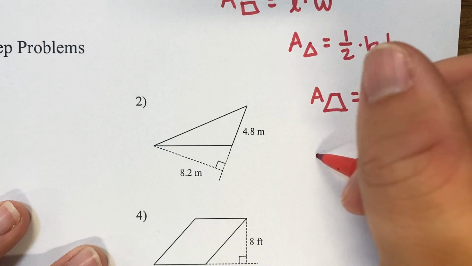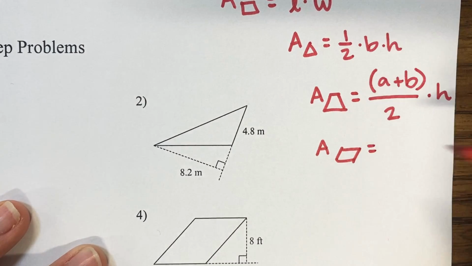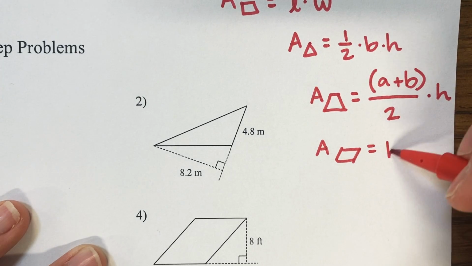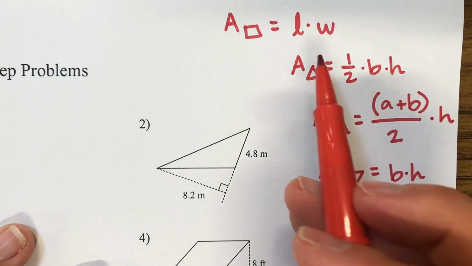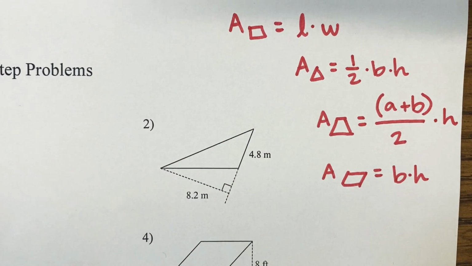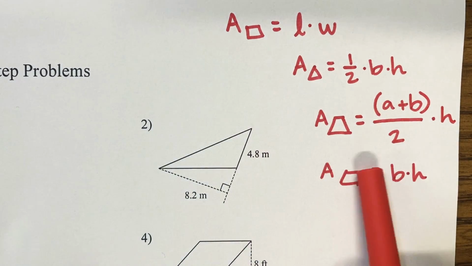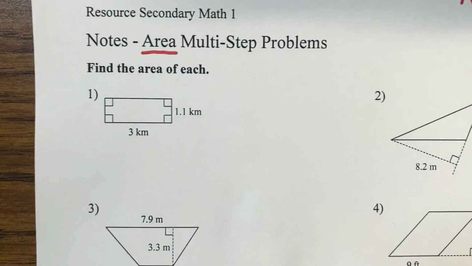Okay, and then our very last one we learned about is a parallelogram, kind of like a slanty rectangle. And we learned that that's simply base times height, which is pretty much the same thing as length times width. So those are all 4 of our area formulas that we learned. So let's go ahead and practice these.